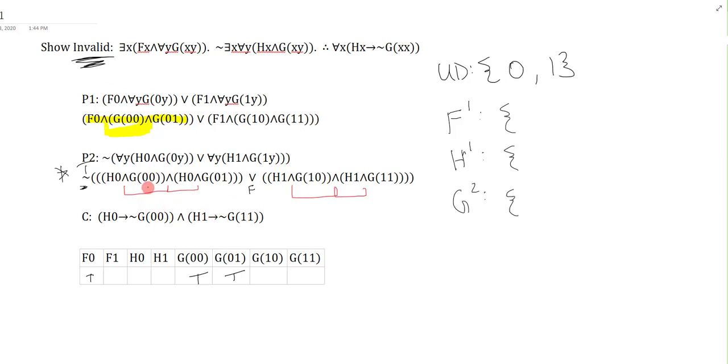Well, from the left side here, G00 is true already, and G01 is also true already. So I have no choice. The H0 must be false. And so that takes care of this. That's really nice.